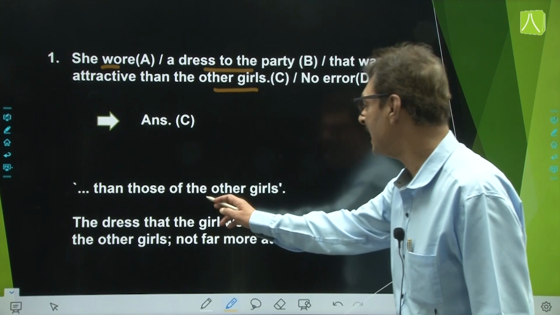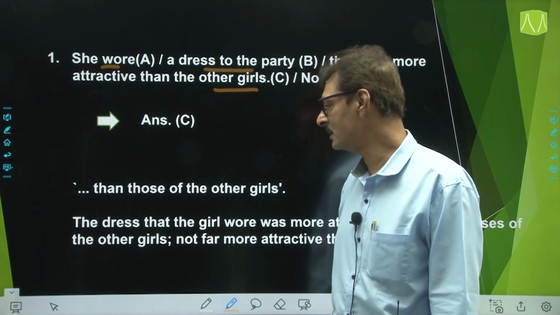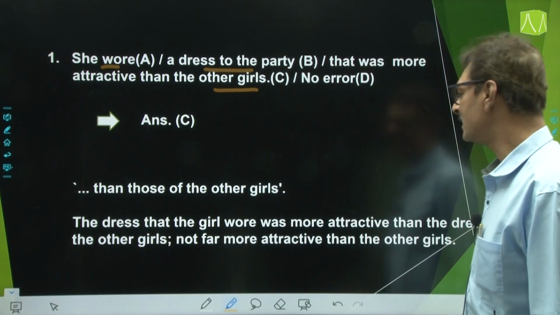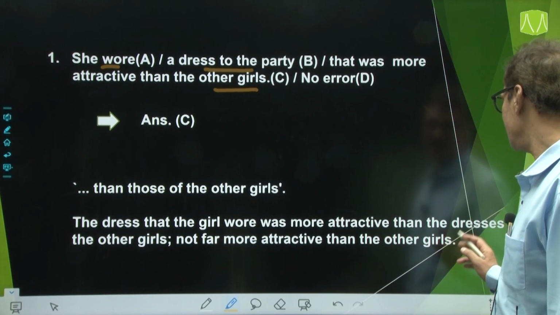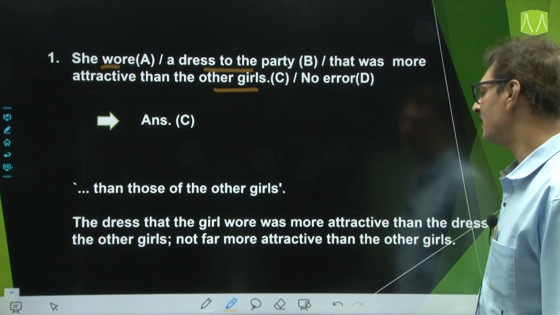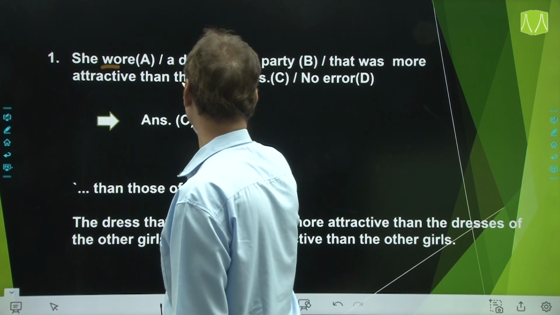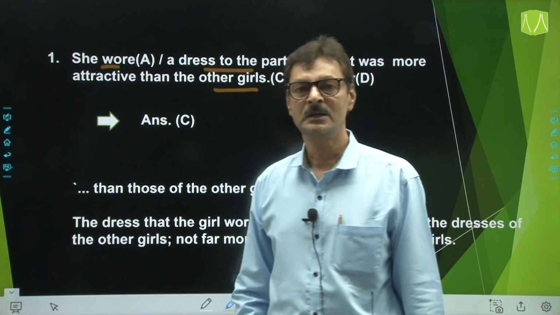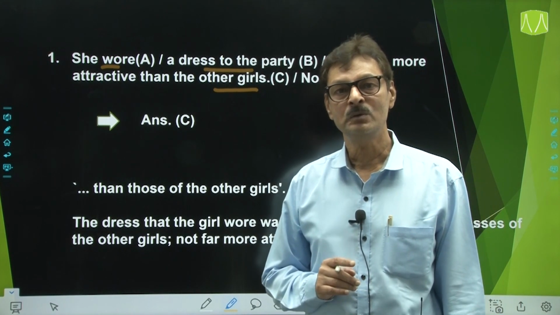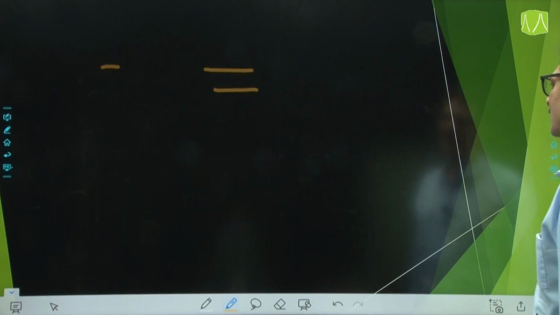क्या होना चाहिए? Then those of the other girls, or then the dresses of the other girls. So the dress that the girl wore was more attractive than the dresses of the other girls, not more attractive than the other girls. तो यहाँ पे क्या आएगा? Then those of the other girls. तो यहाँ पर ये error है. So you have to be very careful when you try to spot the errors in the sentences. Next.